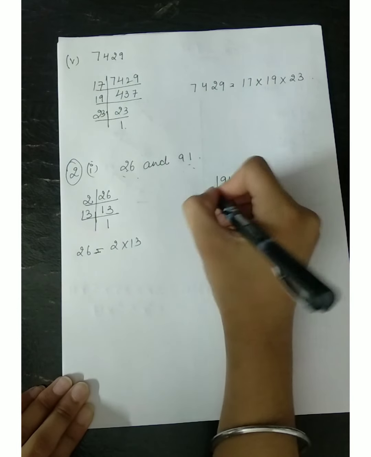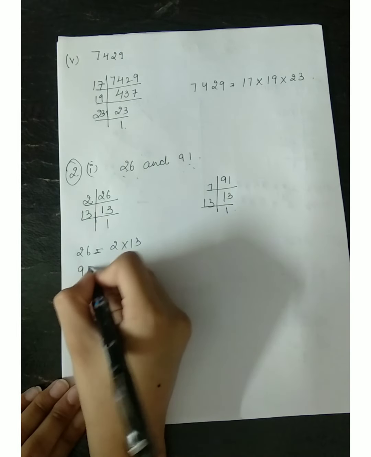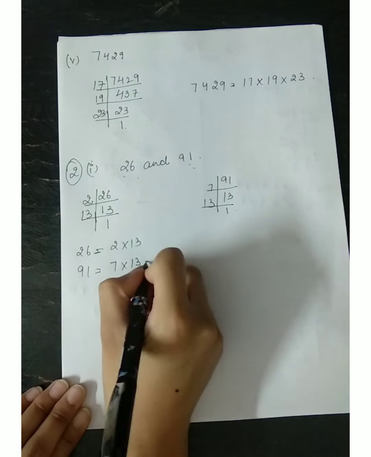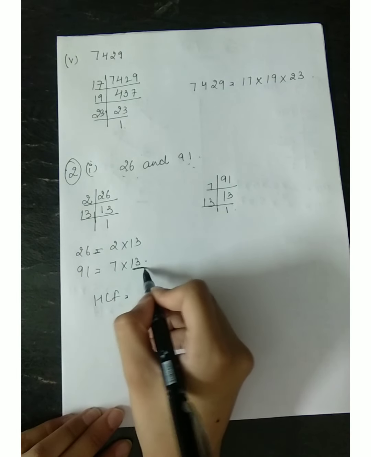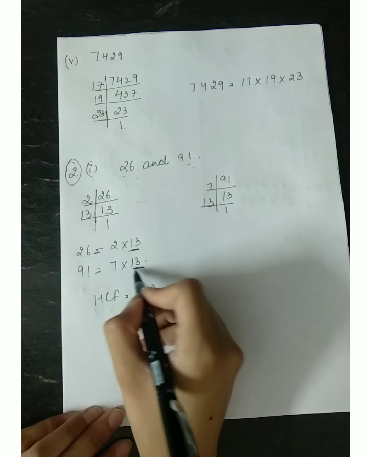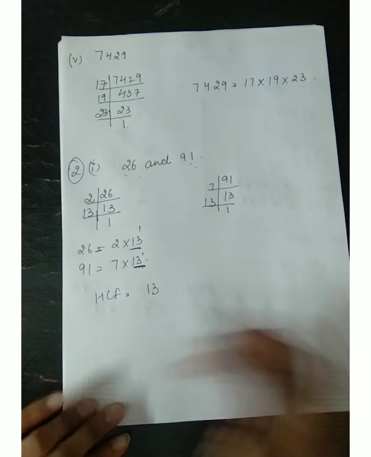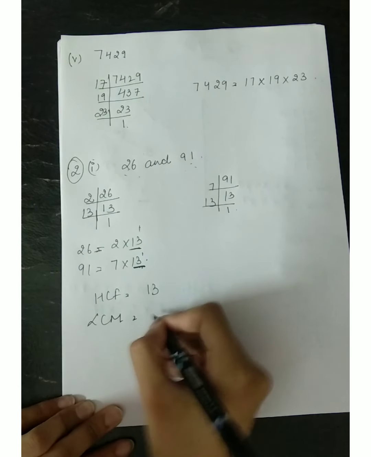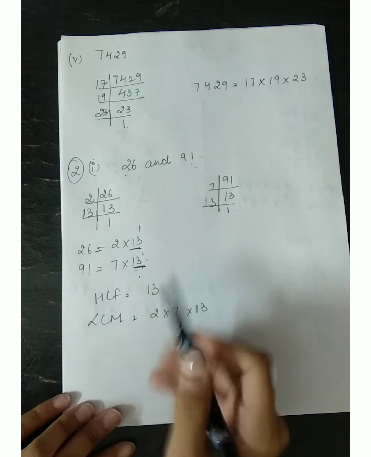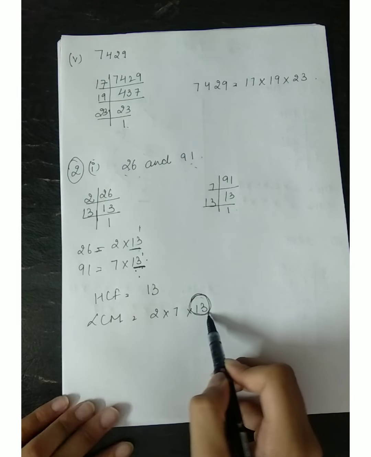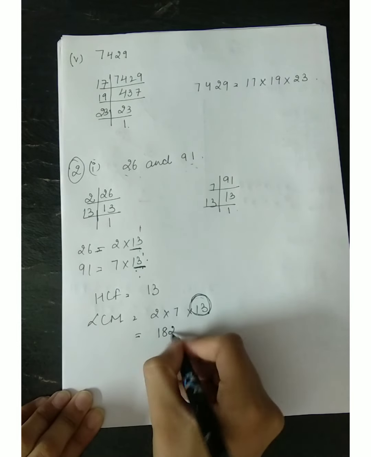Then 91, 7 and 13, then 13. Then 91 is equal to 7 multiplied by 13. Now our HCF here is 13 because it is the common number in both the factorizations and it is with the smallest power, that is 1. So now our LCM would be 2 multiplied by 7 multiplied by 13. Now we will be taking the pair of 13 and 13 would be written once only. Now after multiplying this we get 182.